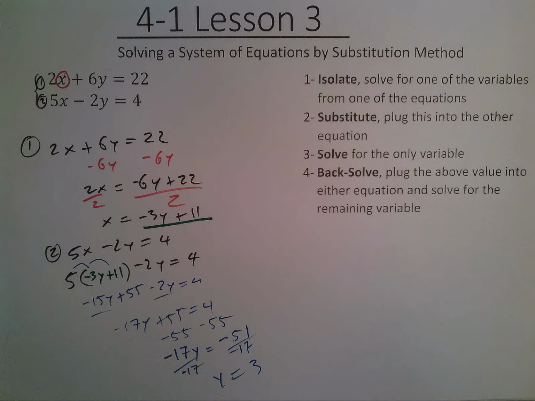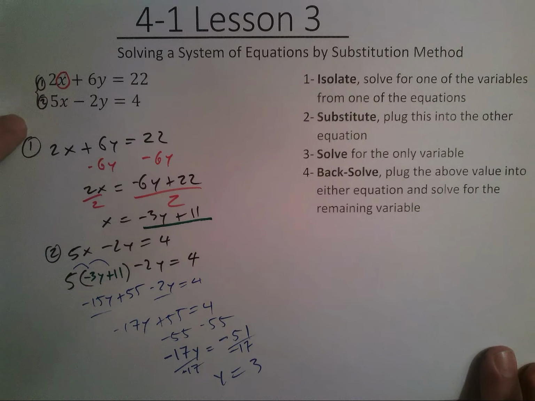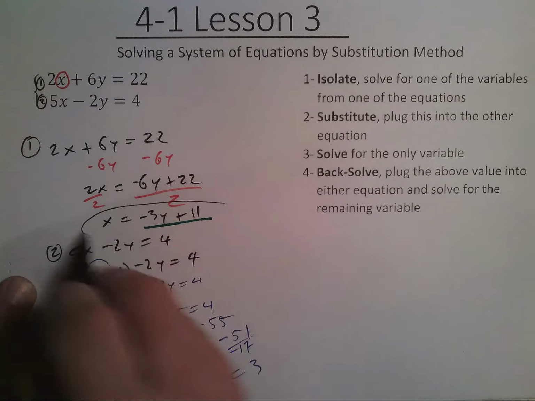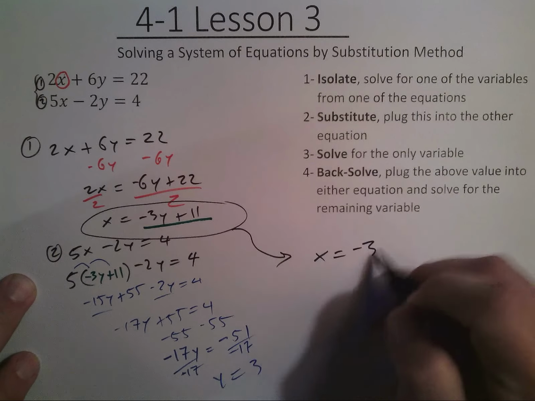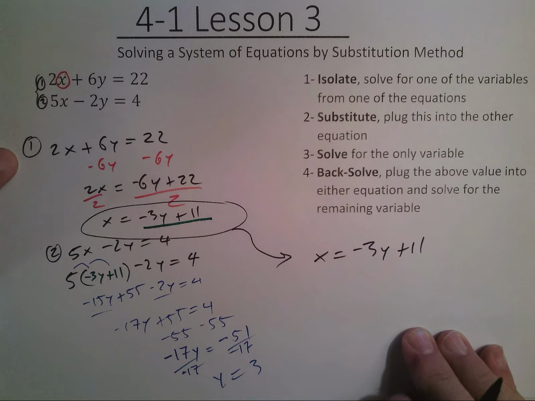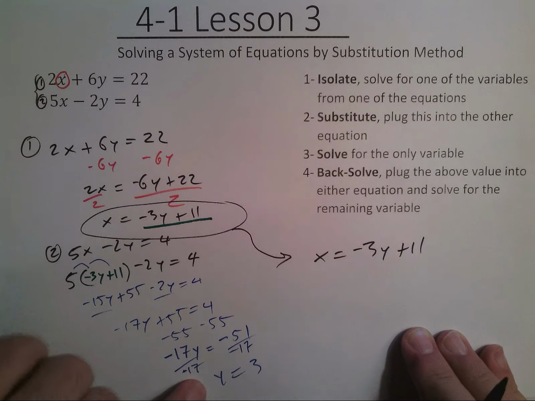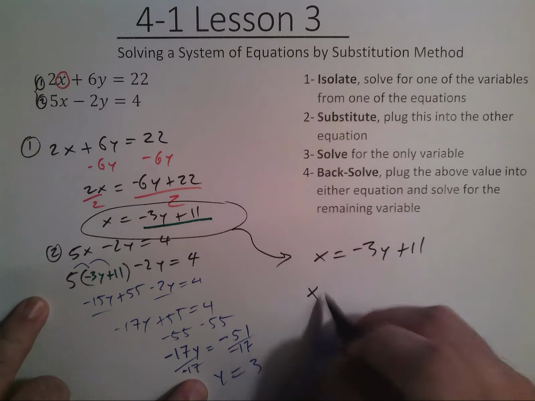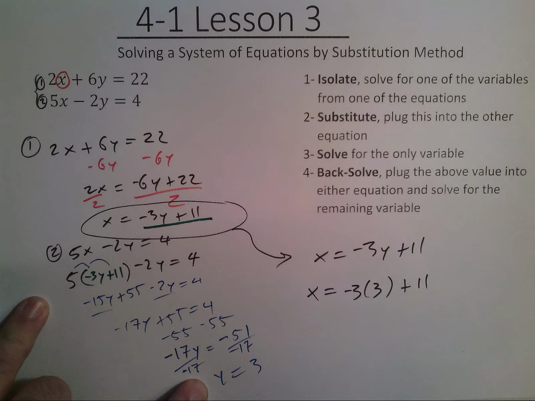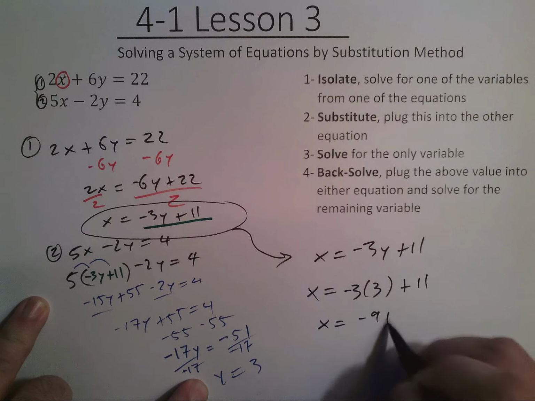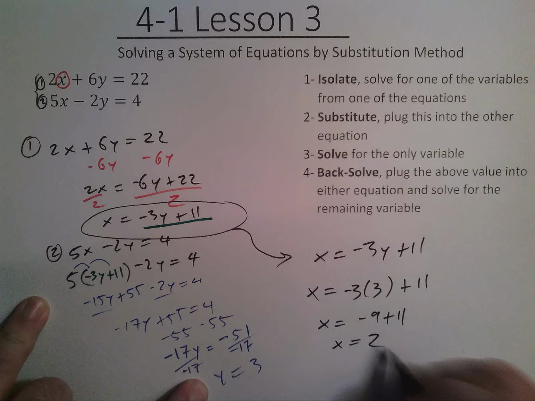I got the variable all by itself. Y is equal to 3. Now I'm going to plug this back into any of the equations. Now I could plug into equation 1 or equation 2, but what I like best is we already have the x isolated. So x is equal to negative 3y plus 11. That was a rewrite of my first equation. And I'm going to plug in 3 for y. So I get x equals negative 3 times 3 plus 11. In other words, x equals negative 9 plus 11. X is equal to 2.